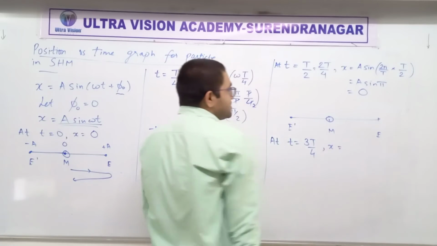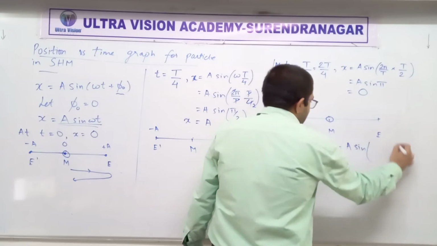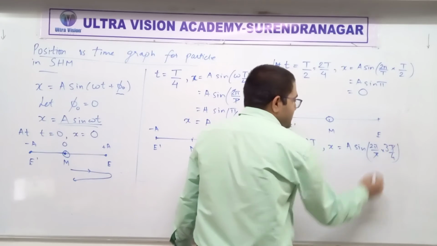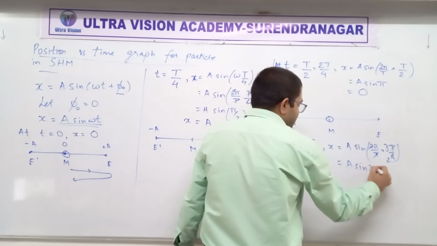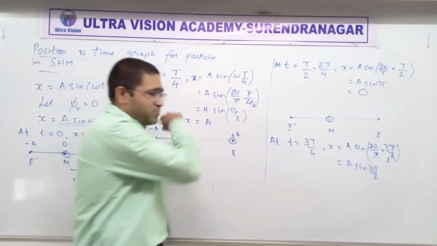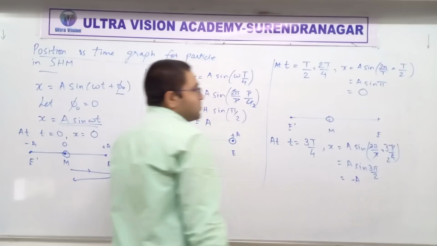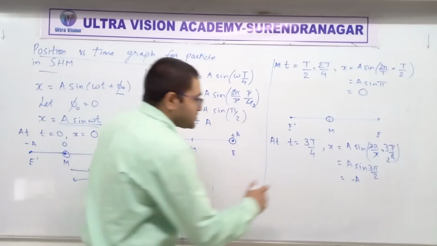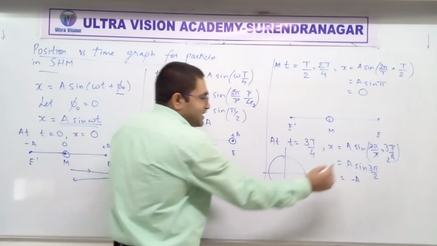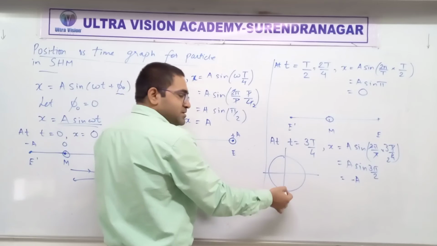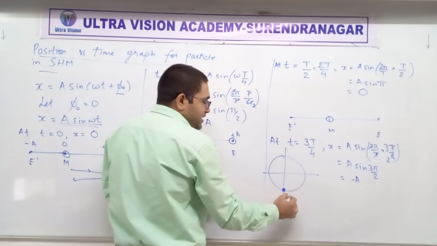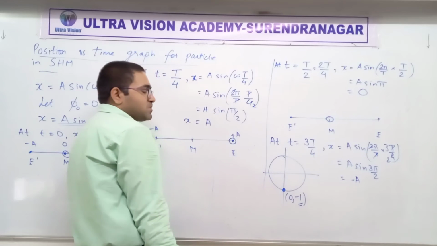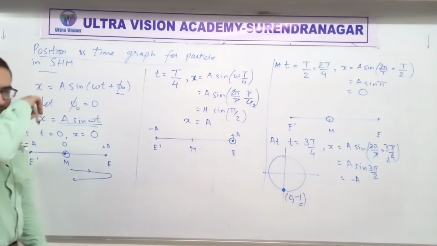Okay. Now let me prove it also. We don't want to just use intuition. Let's prove it. So x equal to a sine omega, that is 2 pi by capital T, into small t, which is 3T by 4. Okay, T cancelled, 2 cancelled here, so this is a sine 3 pi by 2. Sine 3 pi by 2 is minus 1. For others, in case you have forgotten it, you could use the unit circle. See, 3 pi by 2 means 270 degrees. That's this point, isn't it? For this point, the x coordinate is 0, y coordinate minus 1, so the sine value is minus 1.